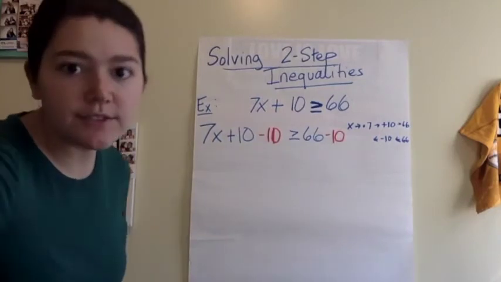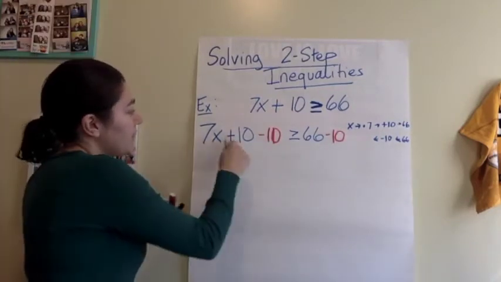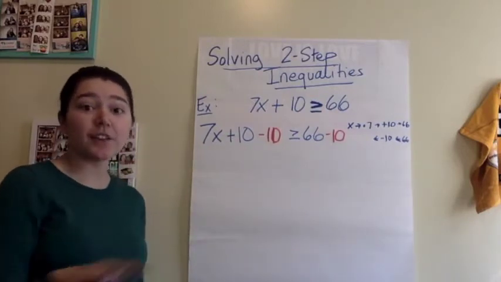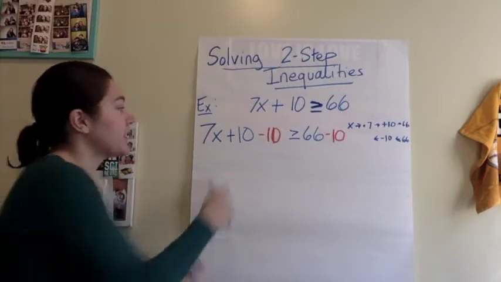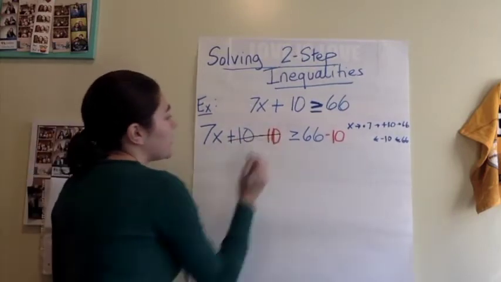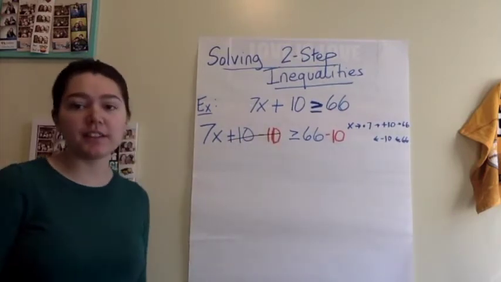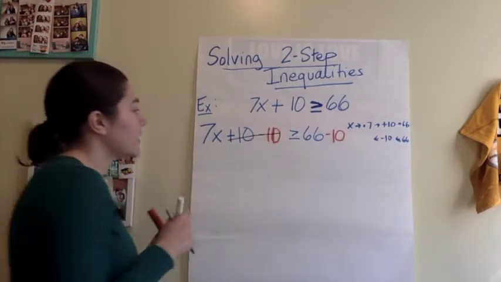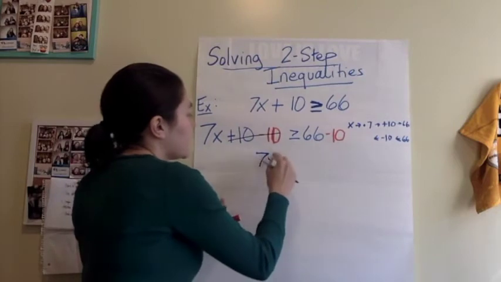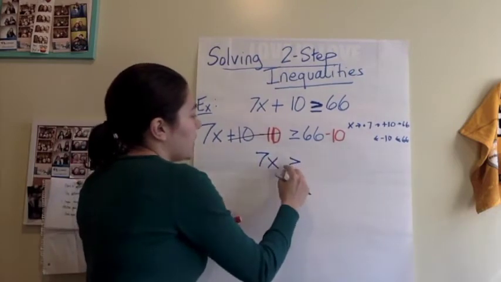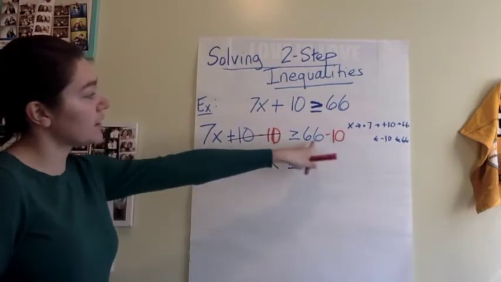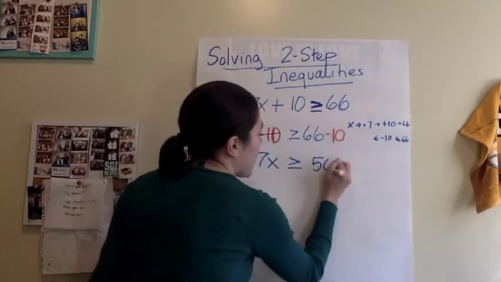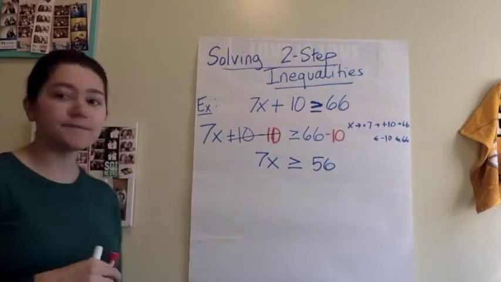So I have plus 10 minus 10. I've added 10, I subtracted 10. Those undo each other, they go away. 10 plus 10 is 0, so I'm just going to cross it out. We could write plus 0, that would work too. All I get on this side then is 7x, and that's going to be greater than or equal to 66 minus 10. 66 minus 10 is 56.